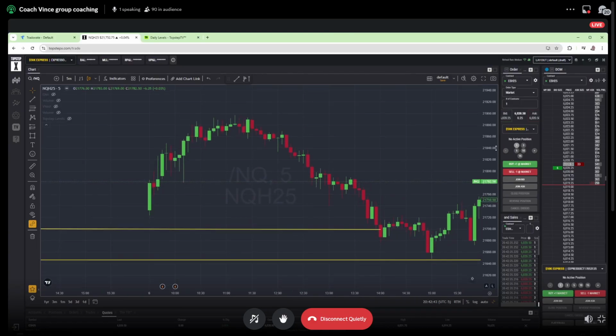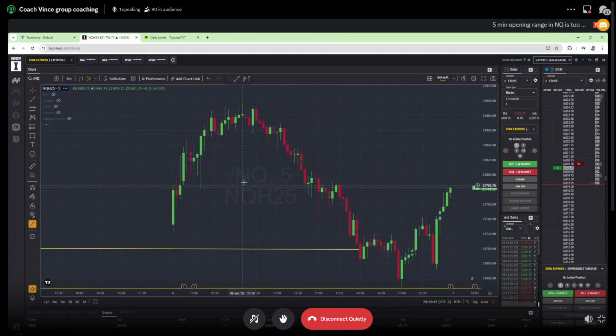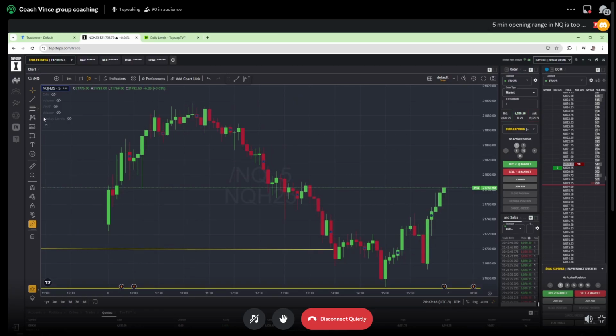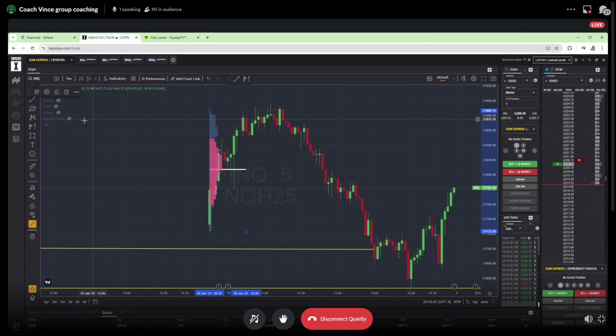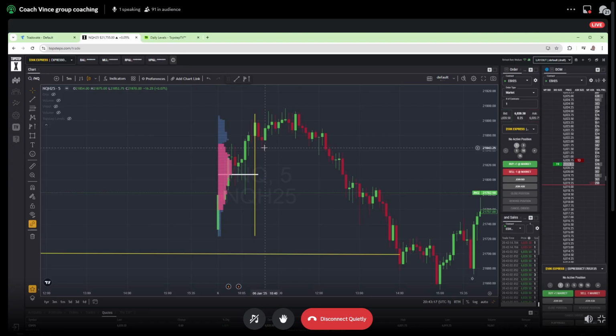This was the market. So let's put on our volume profile. This is up to the initial balance time. So value high, value low, point of control. Here's our initial balance from here to here. And what happened today? Tell me in the chat, what happened today?